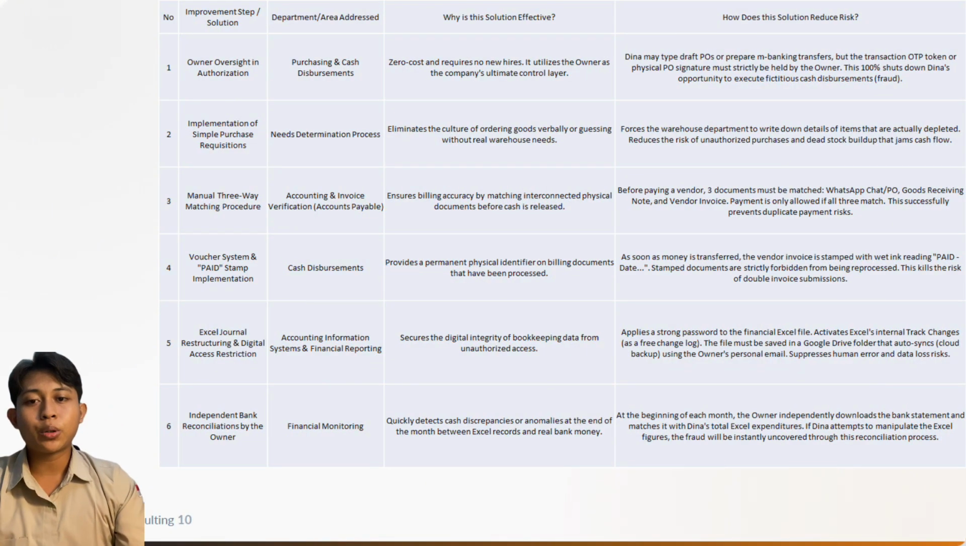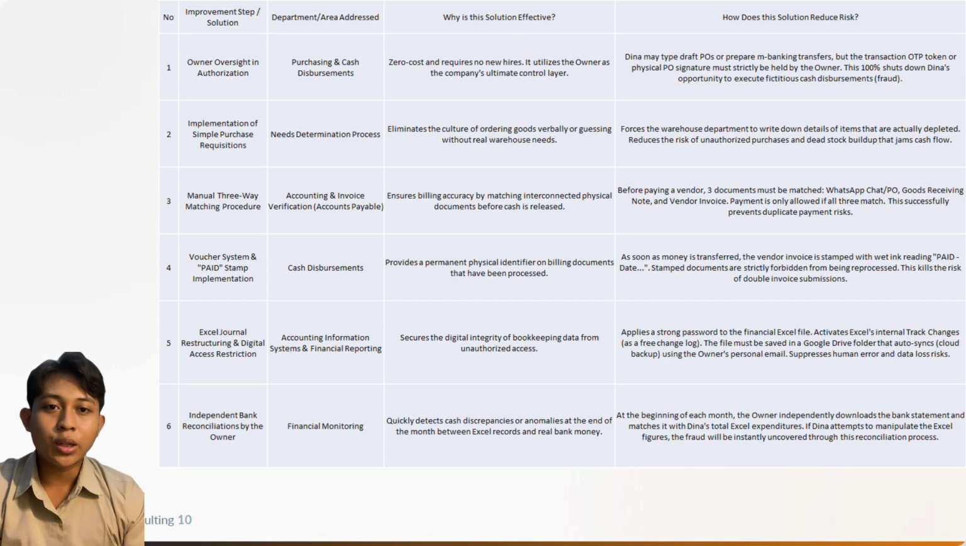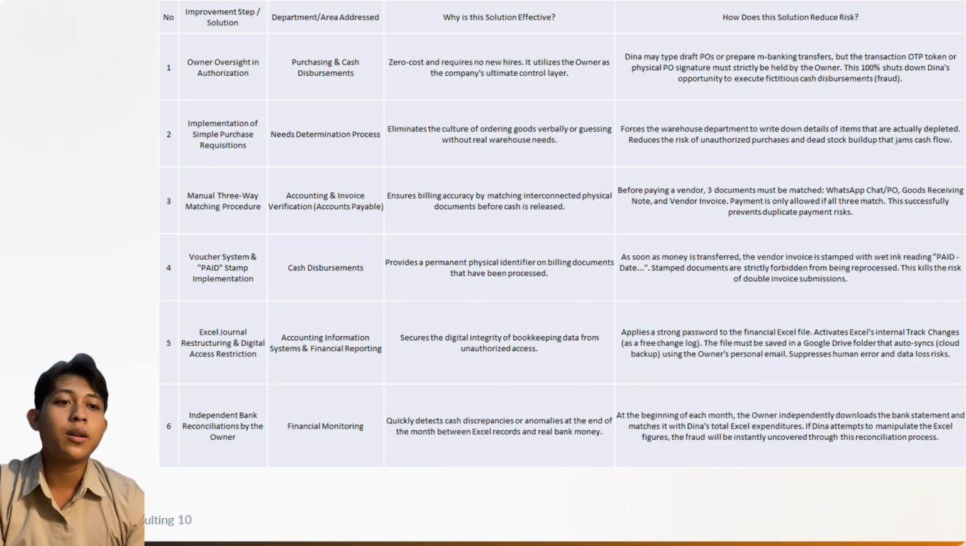And then the fourth one is voucher system and paid stamp implementation. Cash disbursement should provide a permanent physical identifier on billing documents that have been processed. As soon as money is transferred, the vendor invoice is stamped with wet ink reading "paid" and the date. Stamped documents are strictly forbidden from being reprocessed. That kills the risk of double invoice submission.